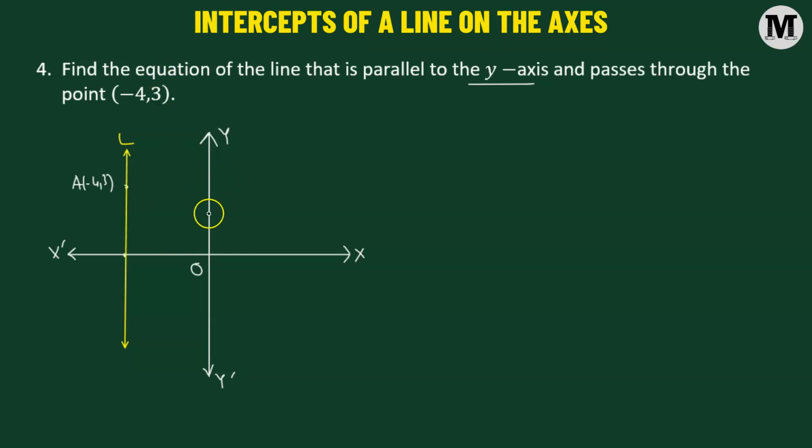Now we know that any line which is parallel to the y-axis has the equation given by x equals a. Fine. Now our goal will be to determine the value of a. a is nothing but the x-intercept here. So what's the x-intercept? The x-intercept value is -4. So since the x-intercept is -4, we have a equals -4, which implies the value of x is going to be equal to -4. So this is going to be the equation of the line which is parallel to the y-axis and is passing through the point (-4, 3). Let's go to the next problem.